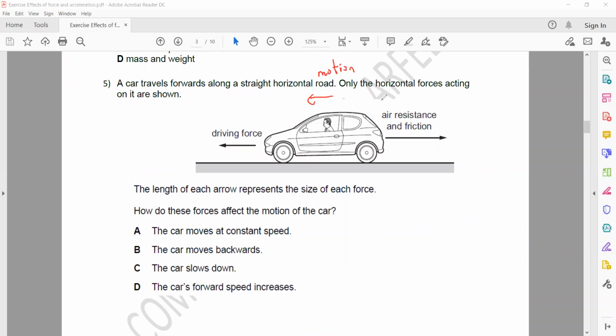initially. If I say the frictional force is 100 Newton and the driving force, the force which drives the car, is 80 Newton, what is the direction of the resultant force? The resultant force is 20 Newton left. So the object was initially moving towards the right, and the frictional force and air resistance oppose the motion. As they are opposing the motion, the object will slow down, because the direction of the resultant force in this example is opposite to the direction of the motion.